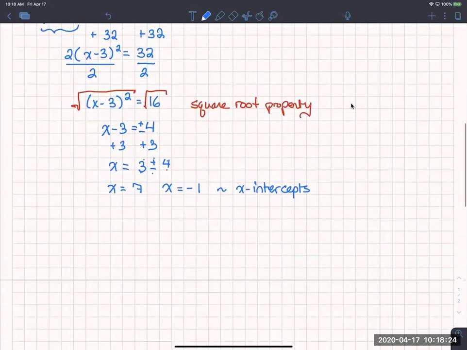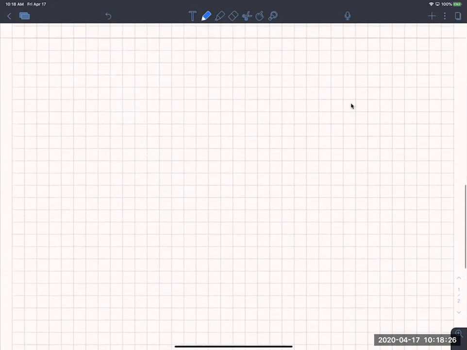Now, let's talk about going from standard to vertex. Okay. So to go from vertex to standard, all you have to do is square the binomial, multiply through with your leading coefficient, and combine like terms. So let's do one of those first.